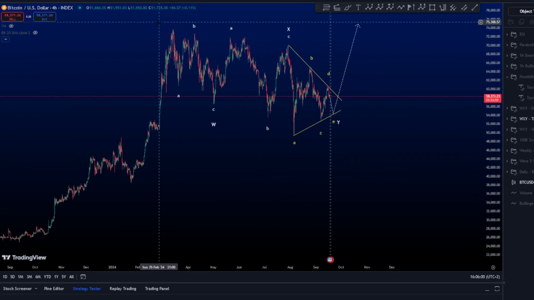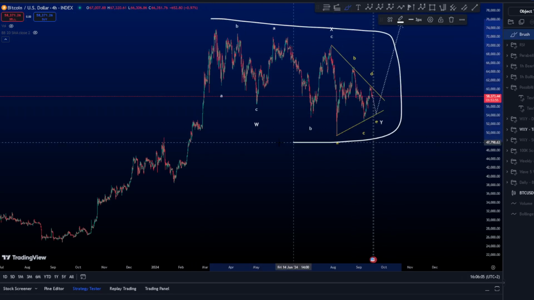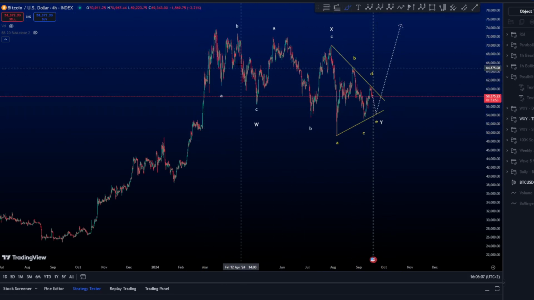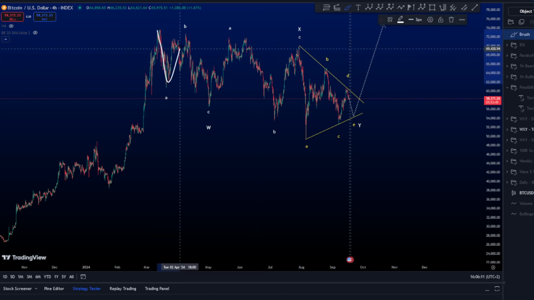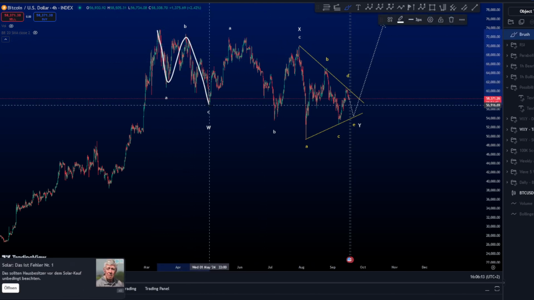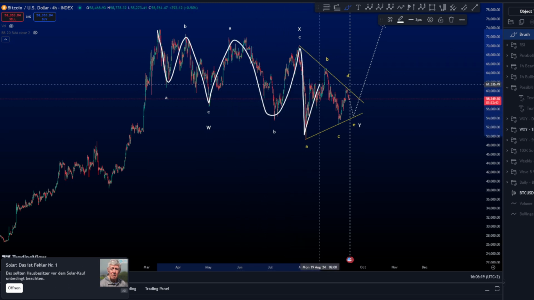In your wave 4 here, the big correction wave 4, we are looking at a WXY. Taking into consideration that this is a finished zigzag, this is another regular flat, and now we are looking for a triangle A, B, C, D, E, and we already topped for a wave D and we're looking for a wave E.